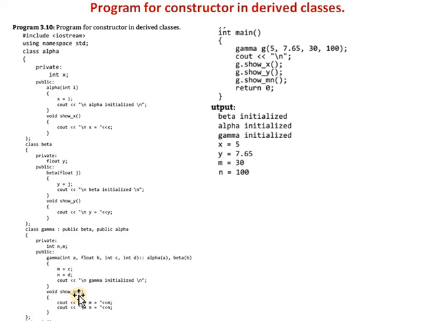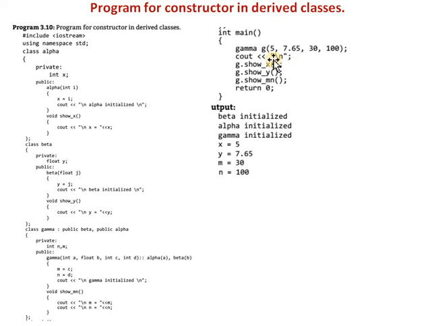This showMN function is used to display the value of m and n. This is the class definition for gamma. Here is multiple inheritance, in that there are 2 base classes, alpha and beta, and there is one derived class, gamma. Now in the main function, we are creating the object of a derived class, that is a subclass. So here we are creating the object of the gamma class, gamma g, and here we are passing 4 arguments.